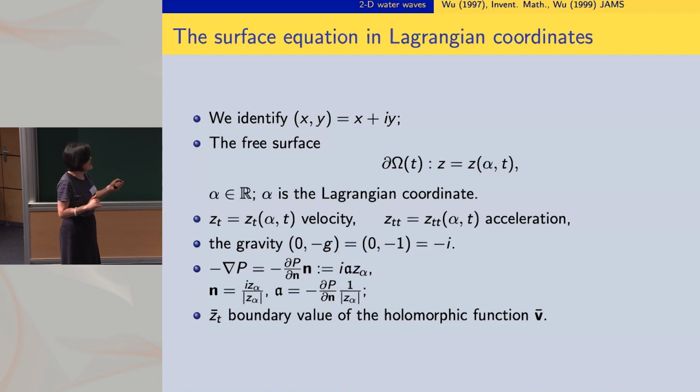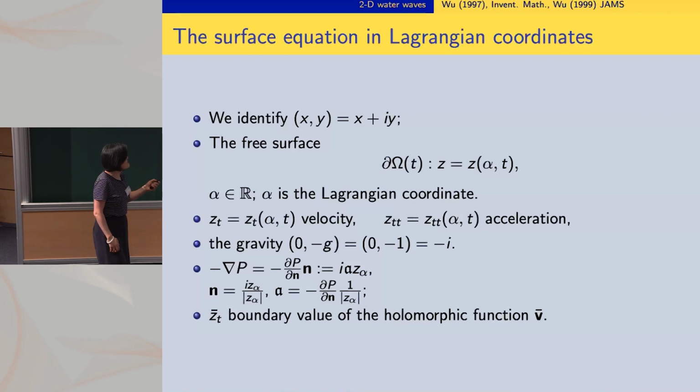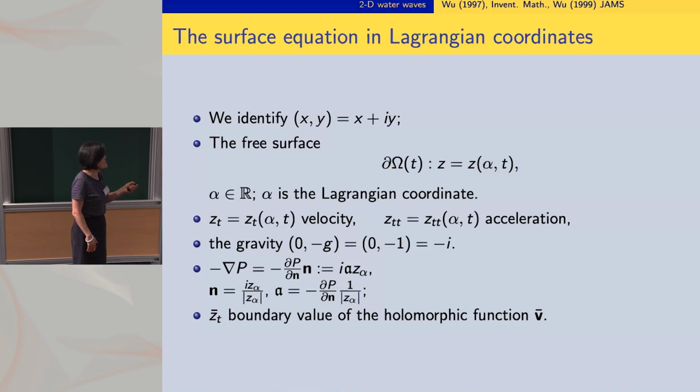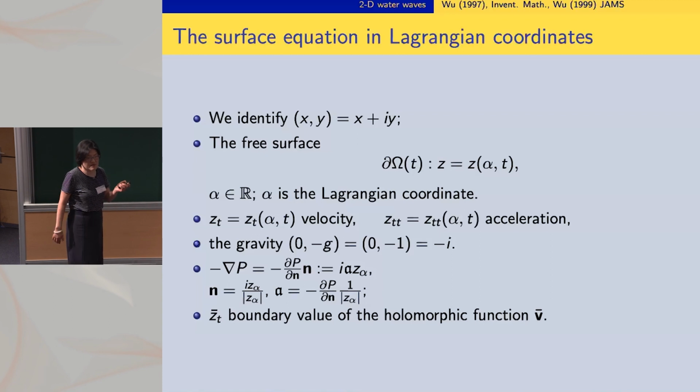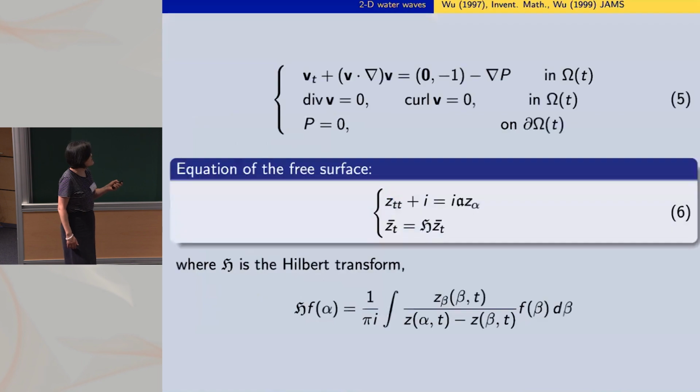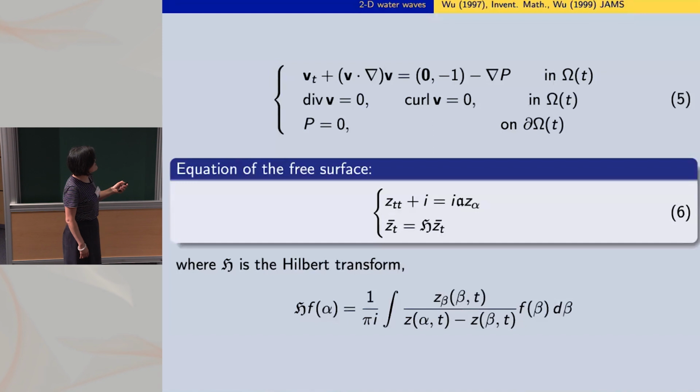And we write it as i A z alpha, because the z derivative in alpha is a tangent direction, right? So you multiply by i, you get the normal. And A is a real valued function. It depends on negative dP/dn, okay? So this z_t bar is a boundary value of a holomorphic function, because the v bar is holomorphic, because its divergence and curl equal 0, okay? So we have z_t bar is holomorphic, boundary value holomorphic. So this is the water wave equation.